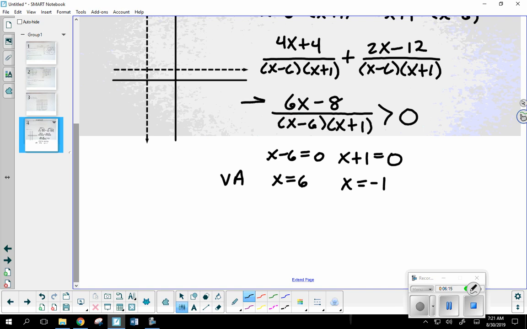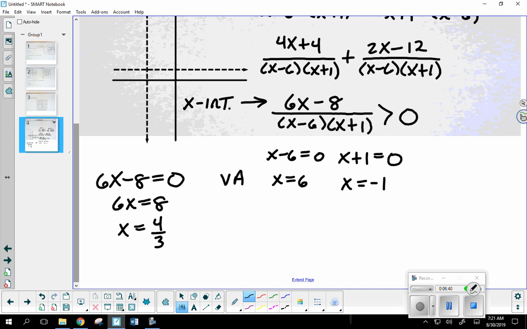Now, the values of x that make the numerator 0, those are your x-intercepts. And see, for the sign chart, this is exactly what we need. We need to know where, if anywhere, there are vertical asymptotes and x-intercepts. So I'm going to go ahead and say, okay, 6x minus 8 is equal to 0. 6x equals 8. x equals 4/3. Okay. So these are the values that I need to go ahead and use on my sign chart. I need these two vertical asymptotes, and I need this guy right here.